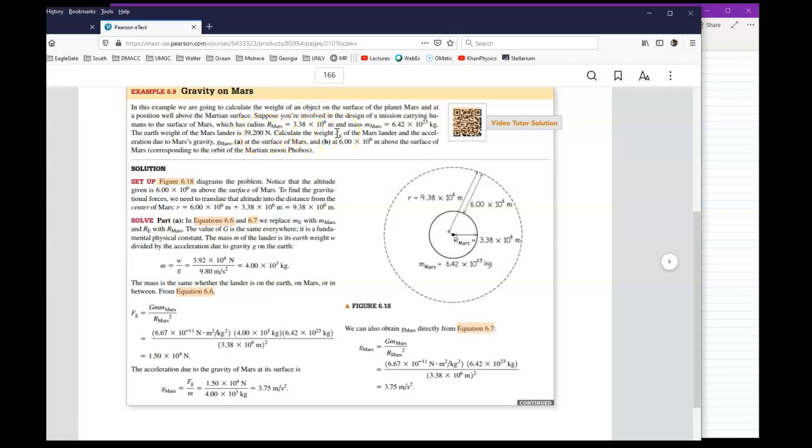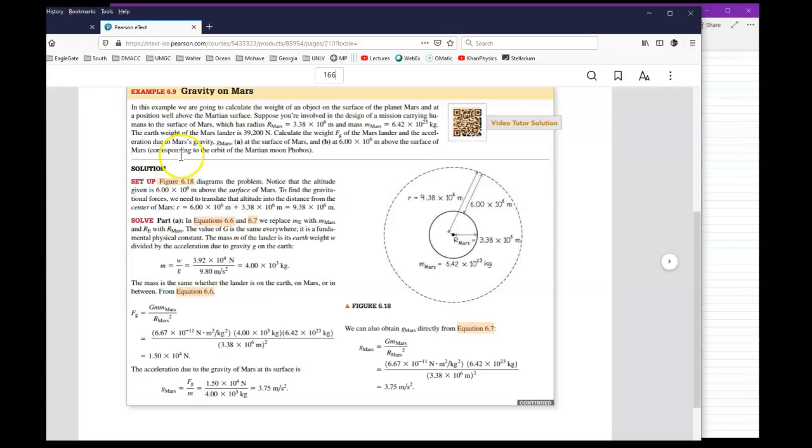Calculate the weight of the Mars lander and the acceleration due to Mars gravity g at the surface of Mars, at 6 million meters above the surface of Mars, and so on.